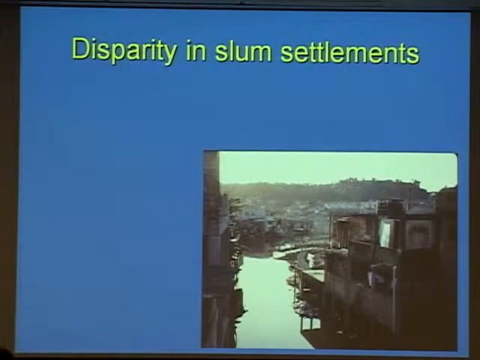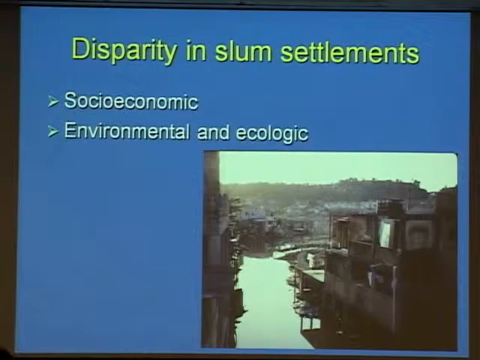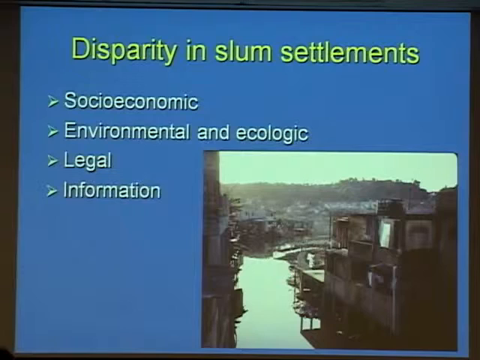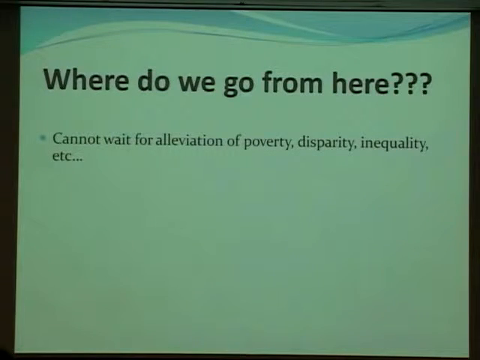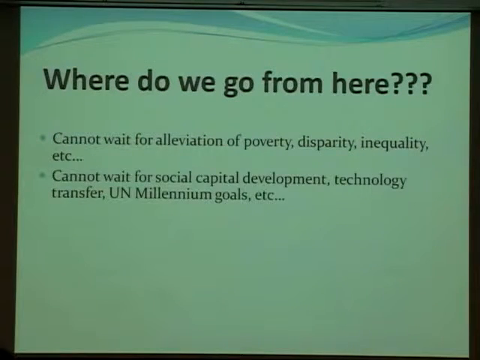So we've been talking about different types of disparity in slum centers: socioeconomic, environmental and ecologic, legal, information disparity, and then finally biologic disparity. And so where do we go from here? I don't think we can continue to wait for things like alleviation of poverty and disparity. We've been talking about this for hundreds of years. We already know this. It's boring to talk about these things. We know that. And we can't wait for social capital development, technology transfer, U.S.